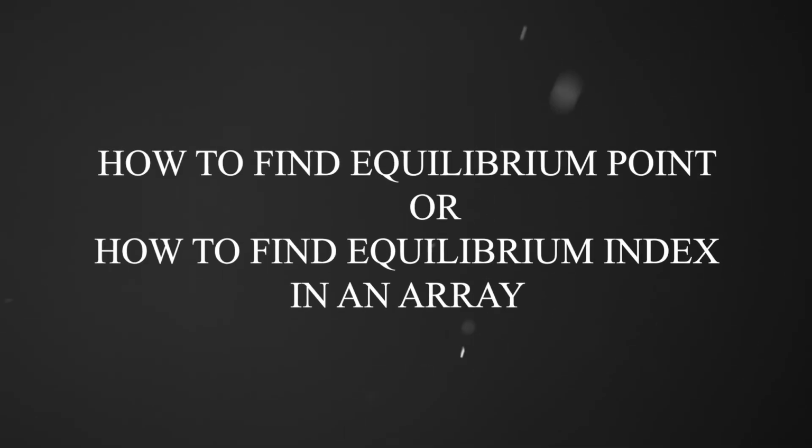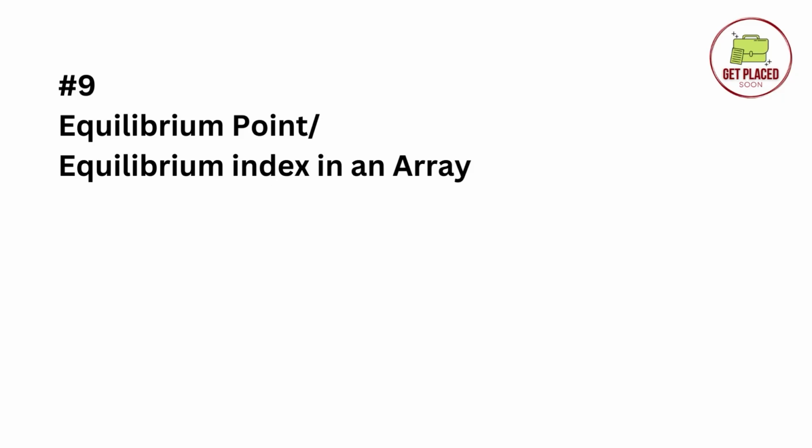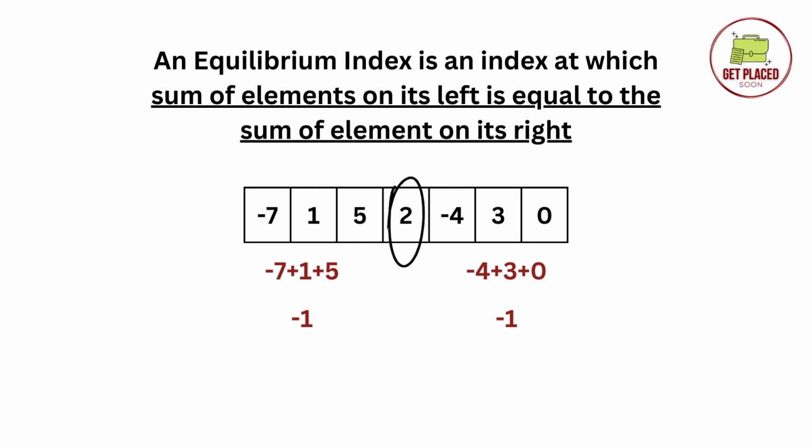In this video, let us see how to find the equilibrium point, or how to find the equilibrium index in a given array. Now, what is meant by equilibrium point? An equilibrium index is an index at which the sum of elements on its left side is equal to the sum of elements on its right side.